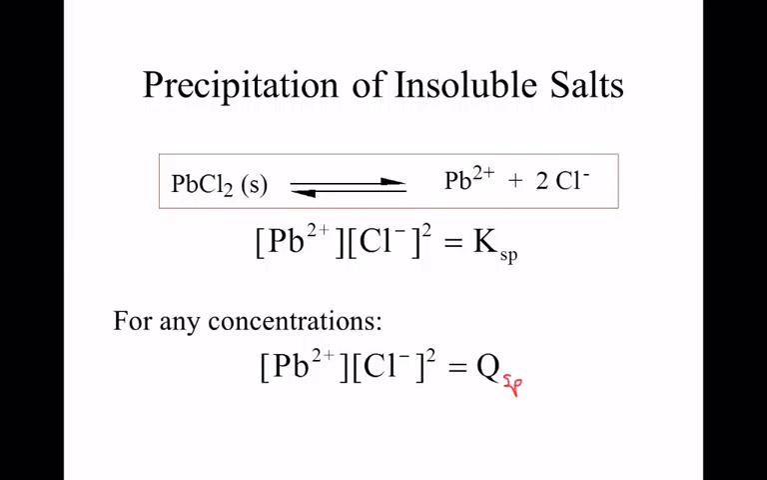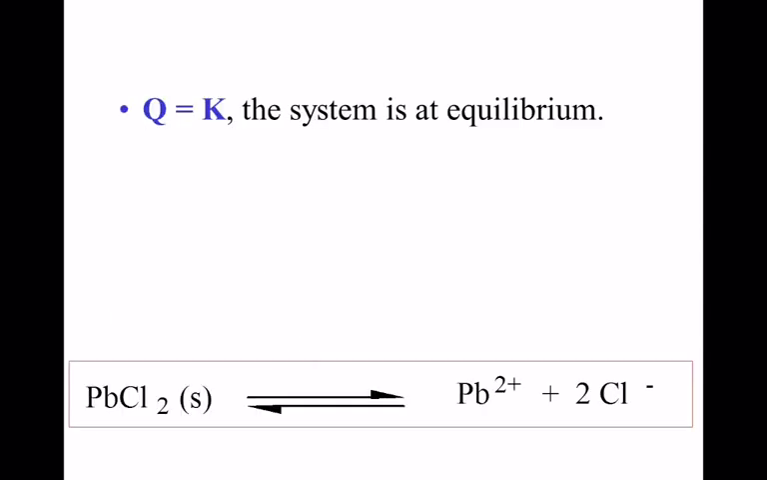Q, or QSP, sometimes I'll put it SP since it's for a solubility product, is a snapshot. And it's the same thing as our reaction quotient snapshot before. It doesn't have to be at equilibrium. It could be before equilibrium, or it could be after equilibrium. So to work these problems coming up, we are going to come up with a Q, or QSP.